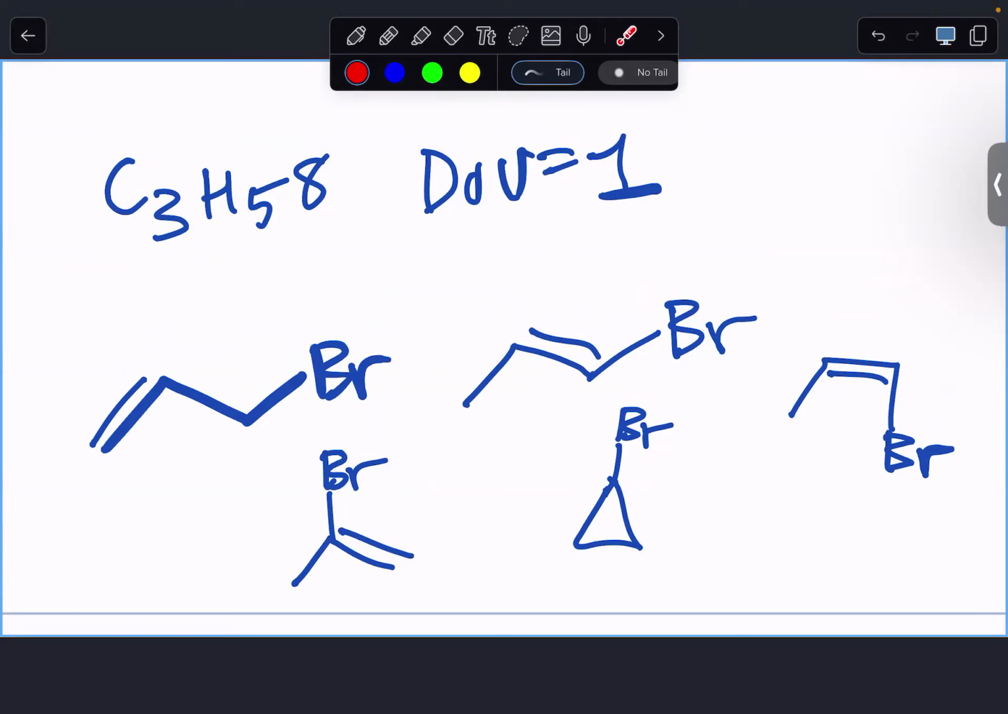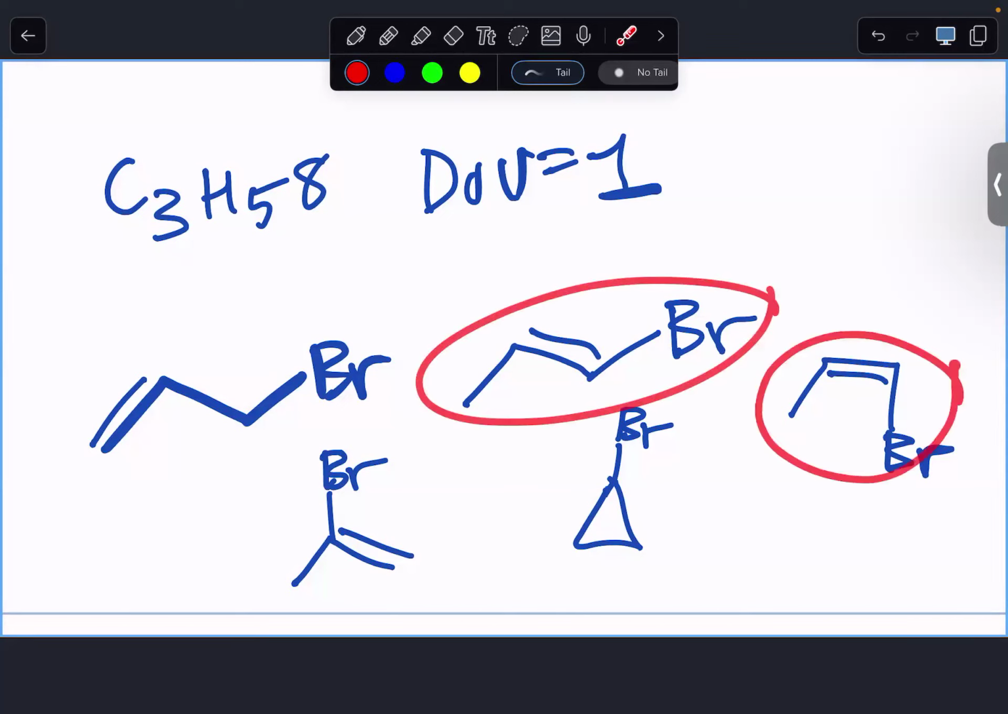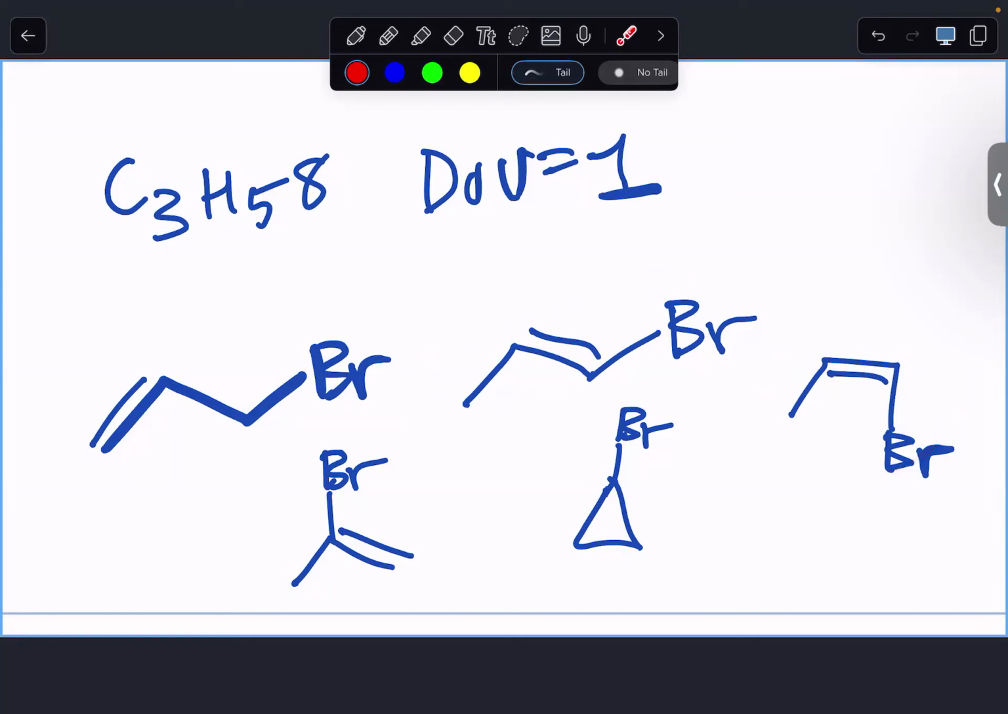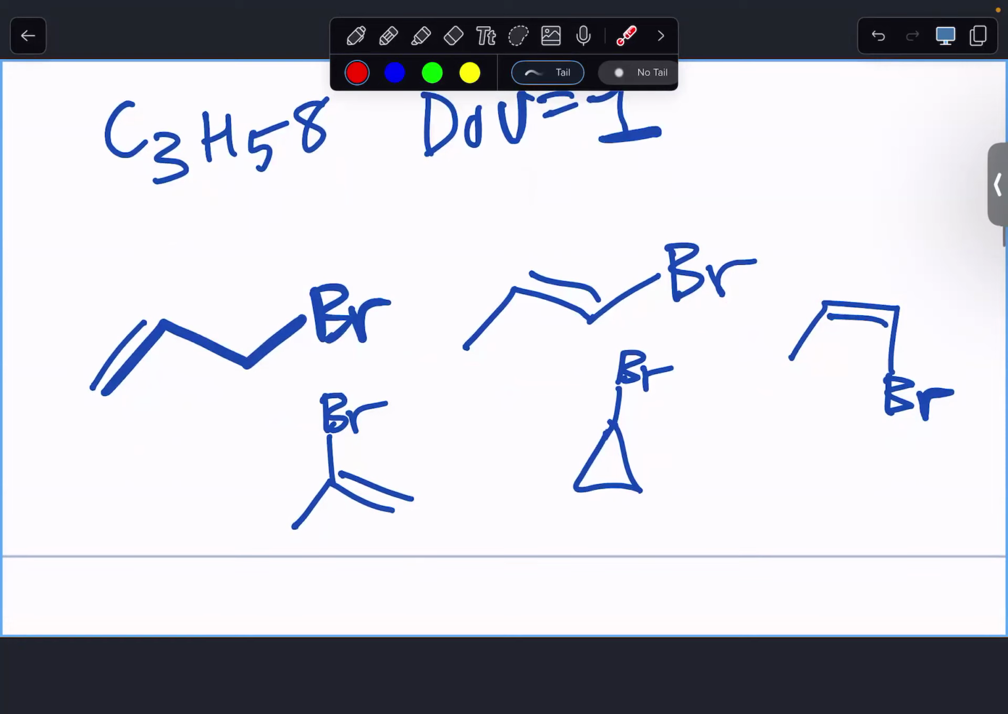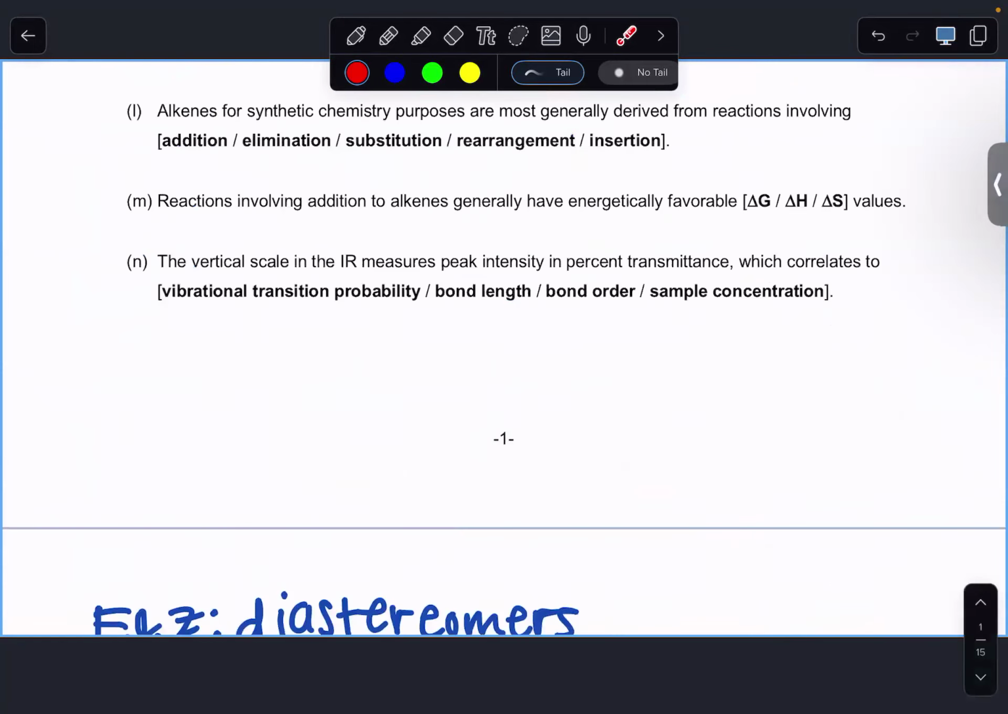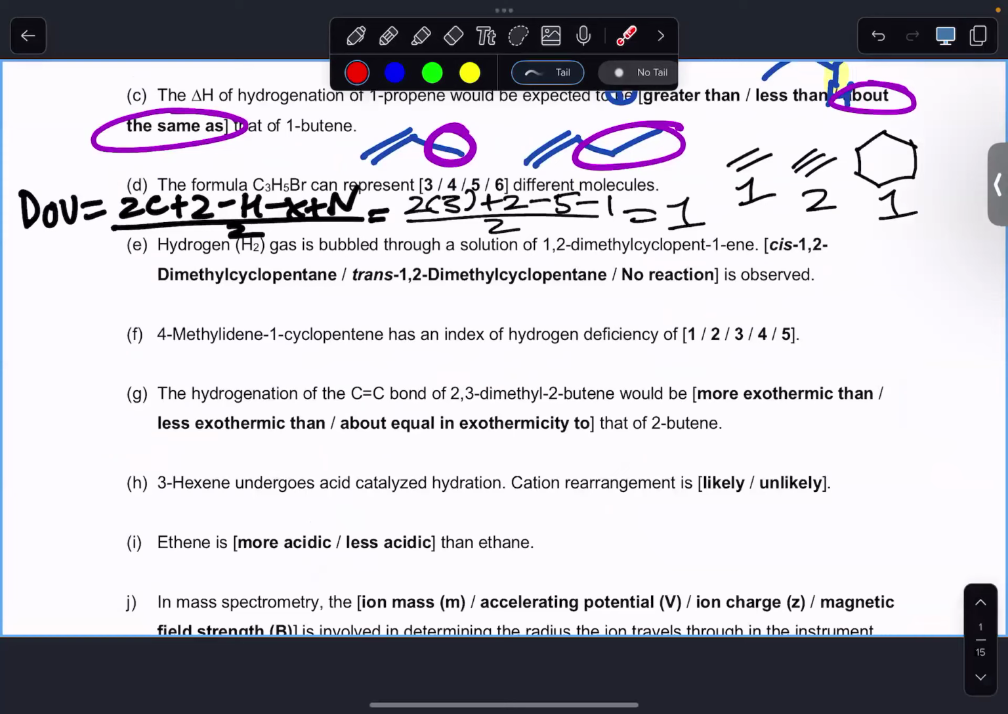Yeah, these are constitutional isomers, but 2 of them will not be constitutional isomers. 2 of them will be diastereomers, which are the trans and cis ones here. These are not constitutional isomers because they have the same connectivity, but different stereochemistry, because one is cis, one is trans, right? Everything else are constitutional isomers though, right? Any other questions on this part? Okay. Let's go to the next one.